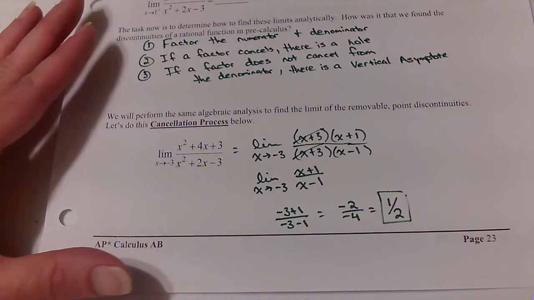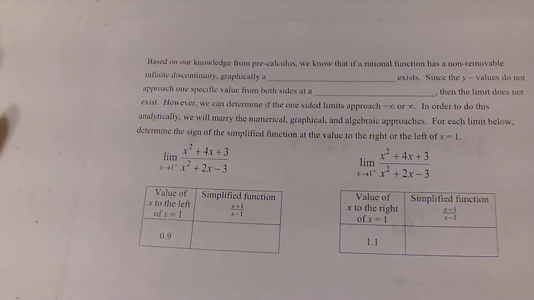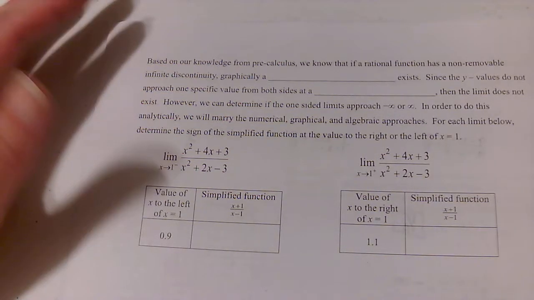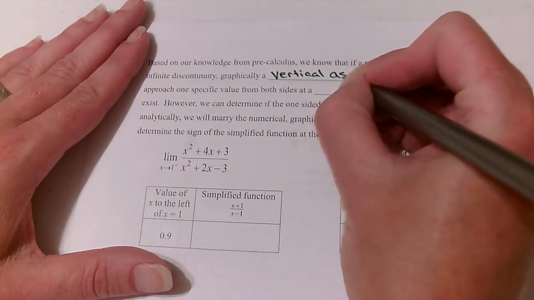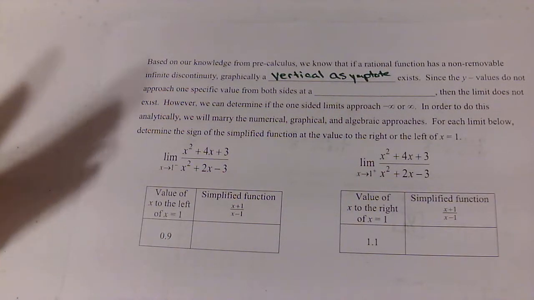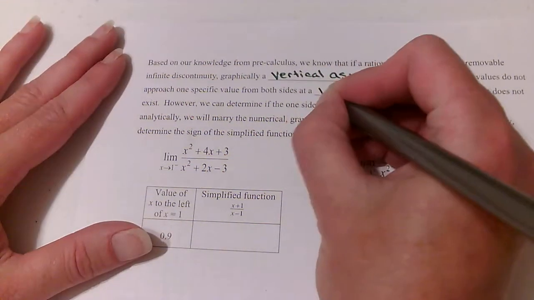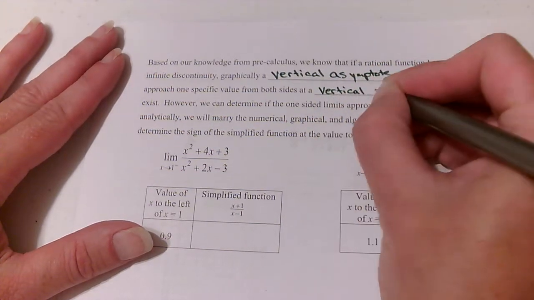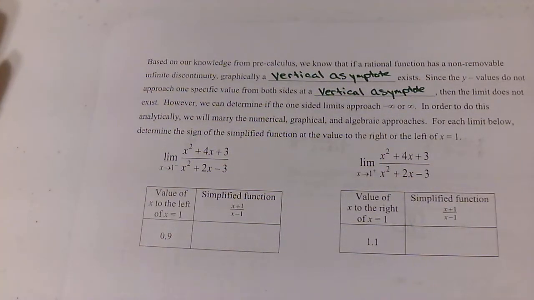Now let's think what we would do with the other part of it. So let's think back. Okay, so we have this rational function that has a non-removable infinite discontinuity. Big words, but what that means is we have a vertical asymptote. Since the y values do not approach one specific value from both sides at a vertical asymptote, then the limit does not exist.